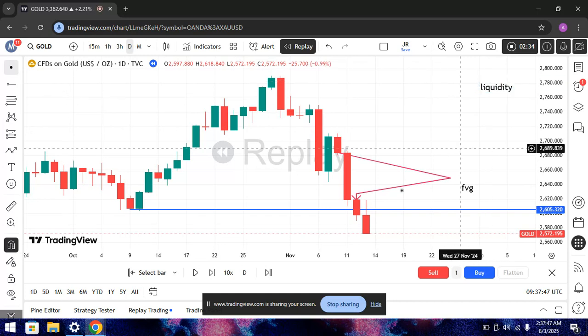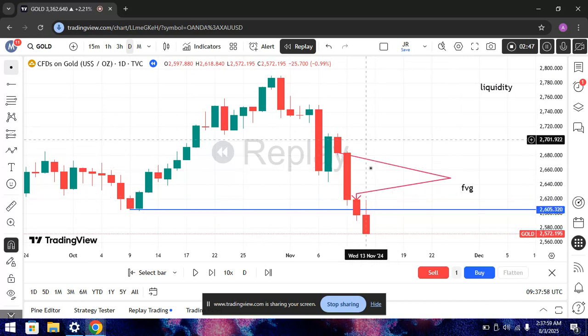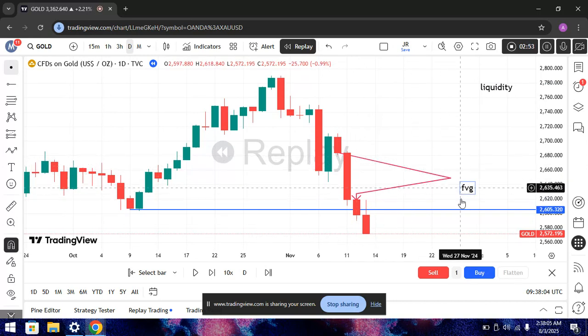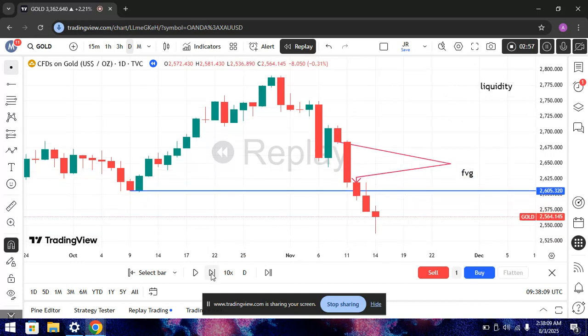Now, if I look at this, we are still bullish. So I want a candlestick to close above this fair value gap, and if it closes above this fair value gap, that's my inversion FVG, which is another confluence that I can enter this trade. So now let's play this.